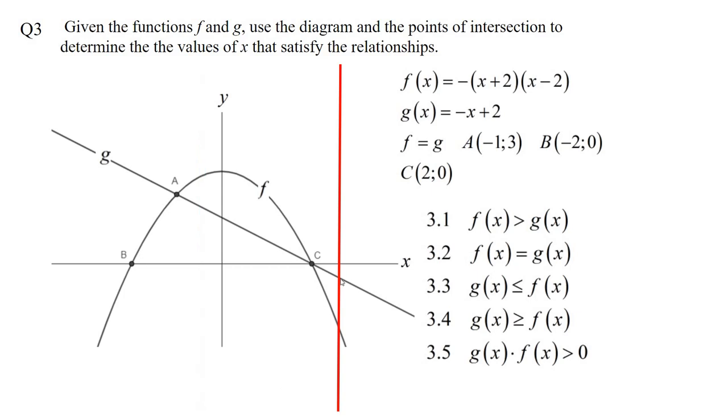And then on the other side, look, they're both negative. But here, g is greater than f. But when I multiply them, I get a number that's greater than 0. So it works here, it works here. It doesn't work here where they're equal to each other, because it equals 0.